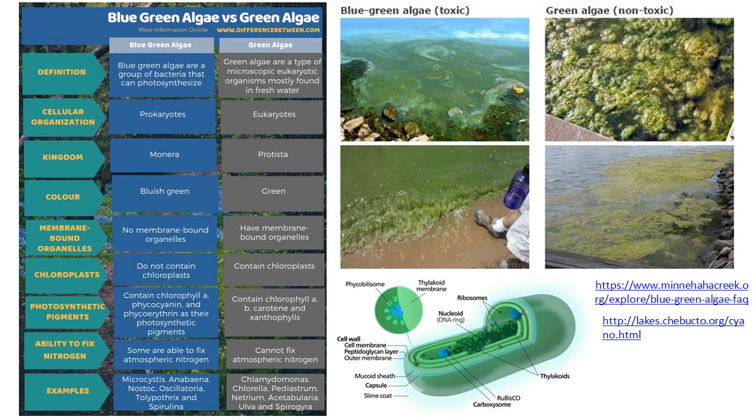In other words, wala silang chloroplasts. While yung green algae merong chloroplast. Kasi yung chloroplast, ito yung example ng membrane-bound organelle. So, hindi siya nakikita sa blue-green algae dahil nga yung blue-green algae ay example ng prokaryotes. So, examples ng blue-green algae are Microcystis, Anabena, Nostoc, Oscillatoria, Tolipothrix, and Spirulina. Example of green algae, Chlamydomonas, Chlorella, Pediastrum, Netrium, Acetabularia, Ulva, and Spirogyra.